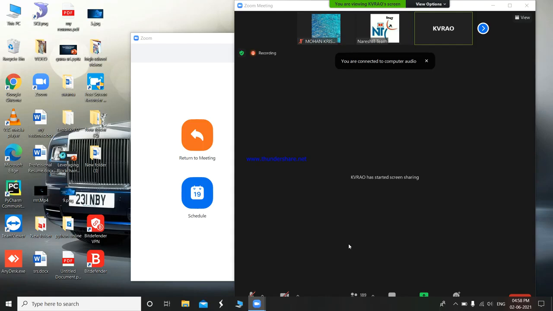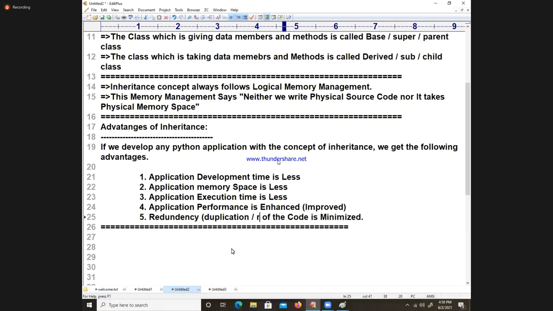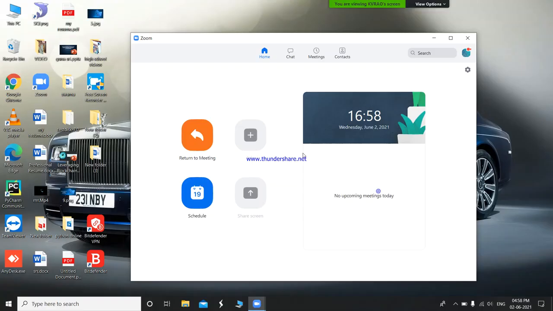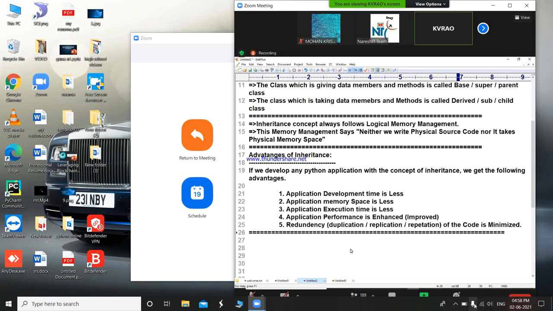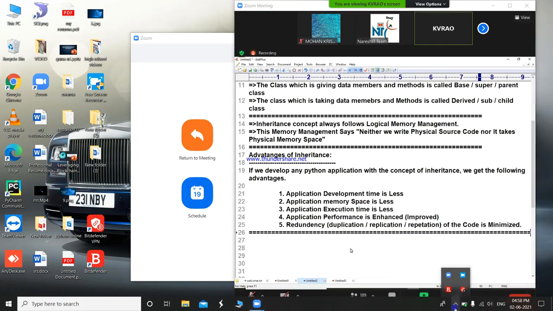Redundancy means duplication, or replication, or repetition. That means the same code you are writing again and again. That is called repetition. Replication and duplication are synonyms of the redundancy concept. Am I okay? Right. Now, let me move forward.